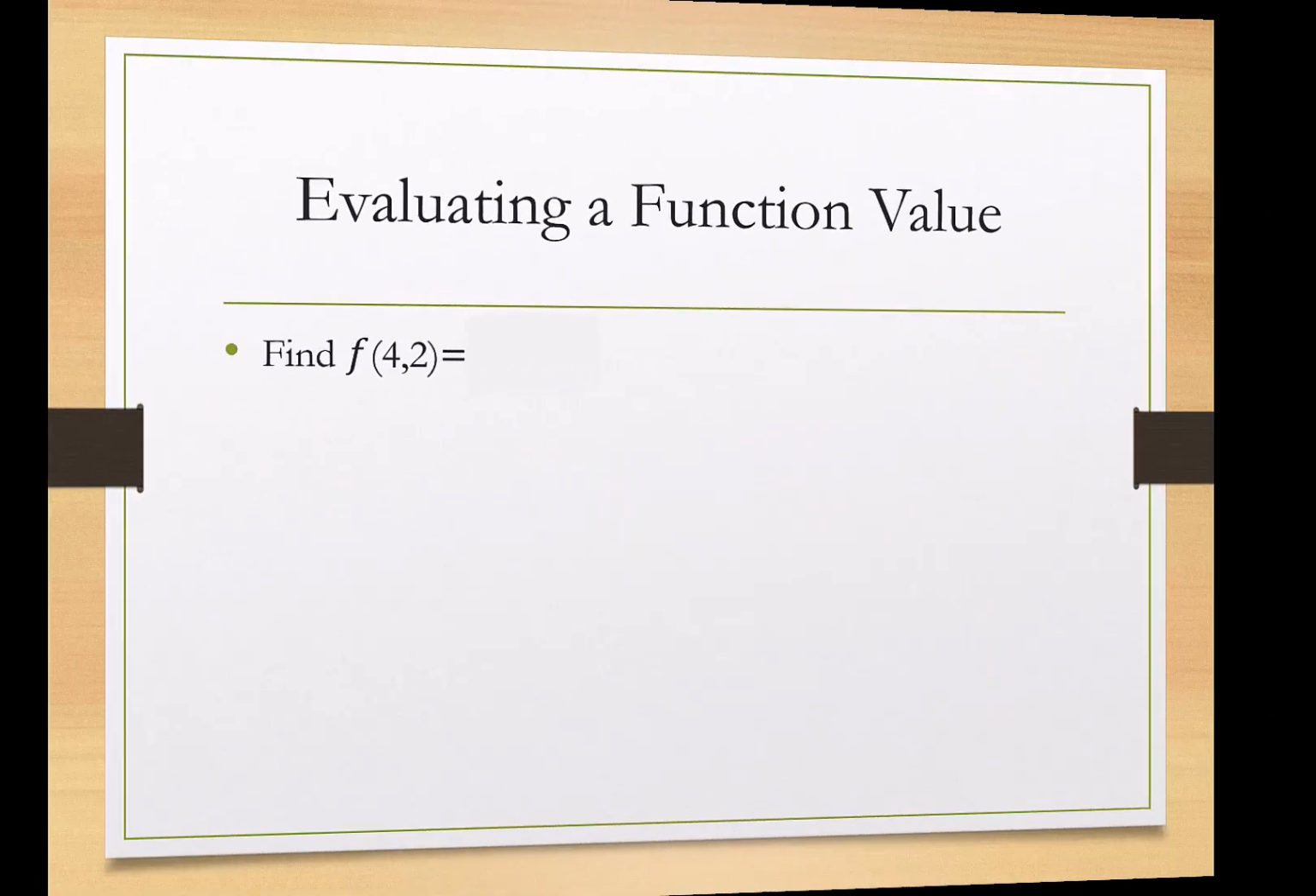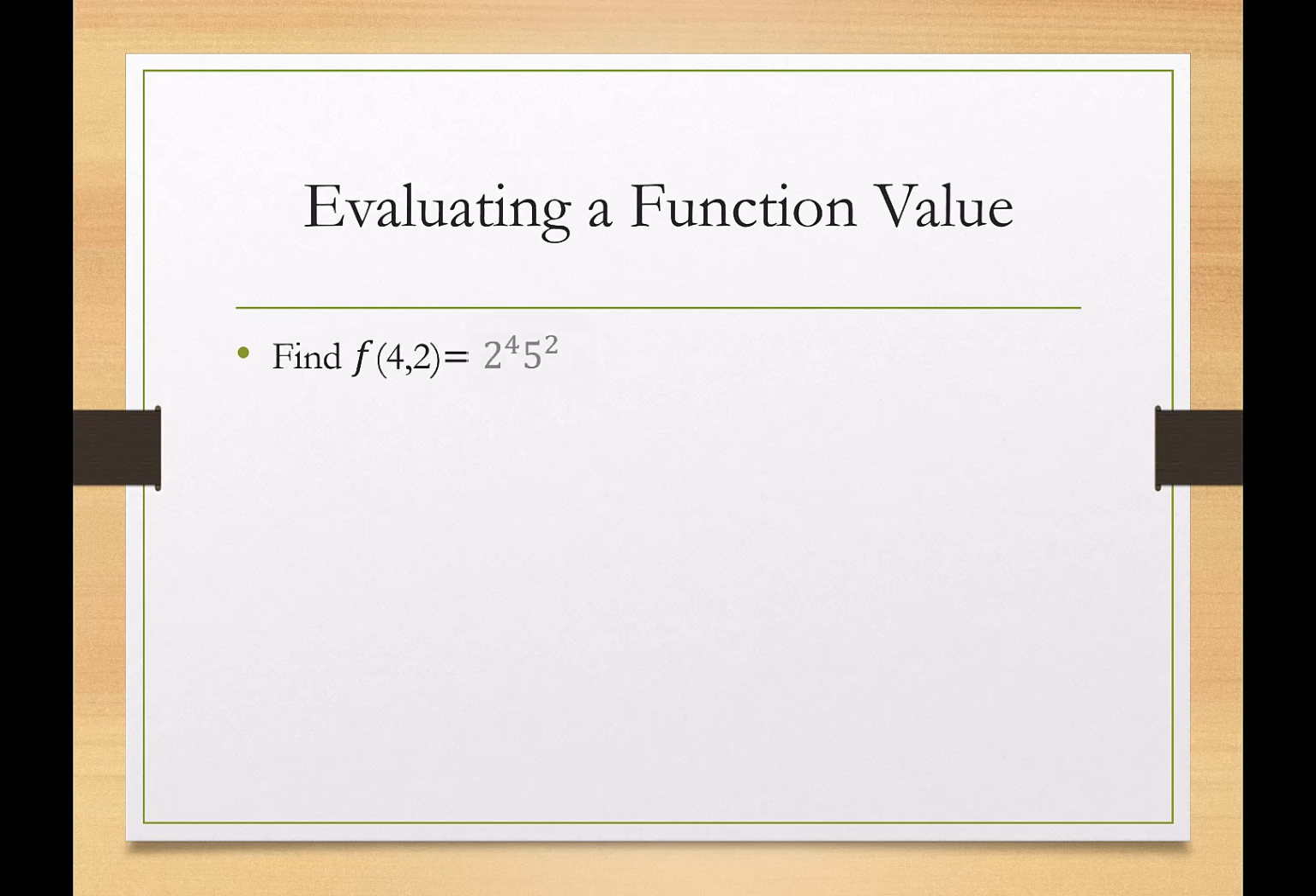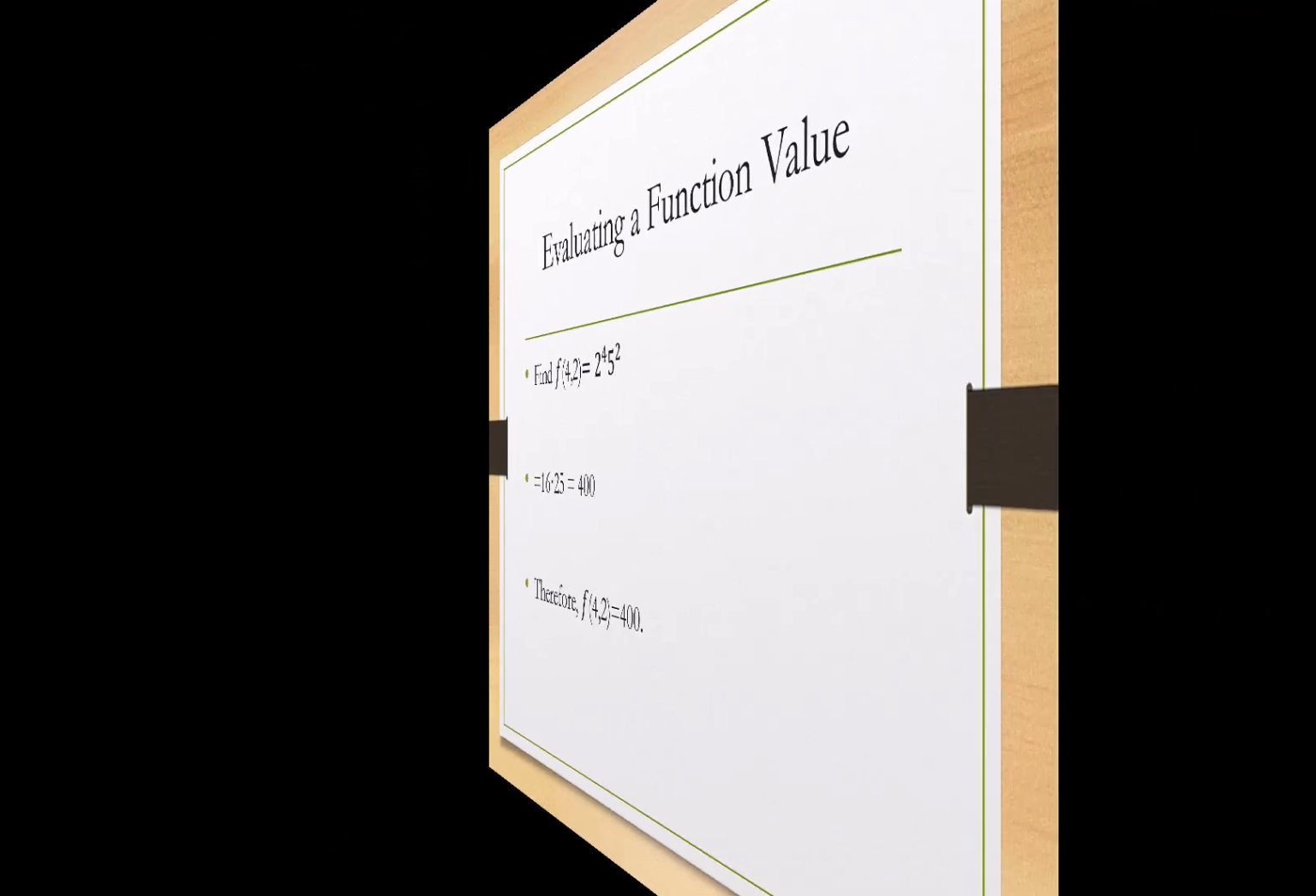That would also mean f of 4, 2 is 2 to the 4th times 5 squared, which would be 16 times 25, which equals 400. We would write that as f of 4, 2 equals 400.